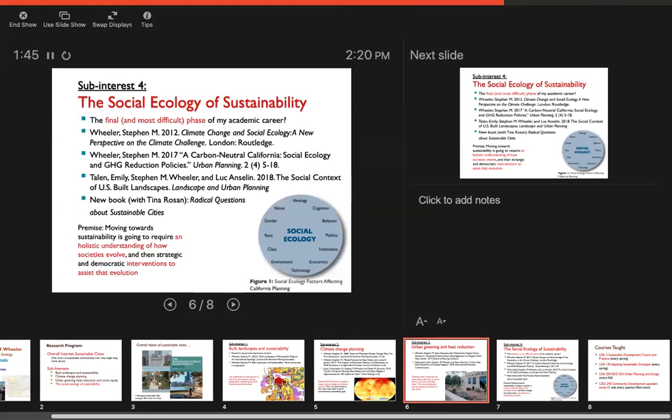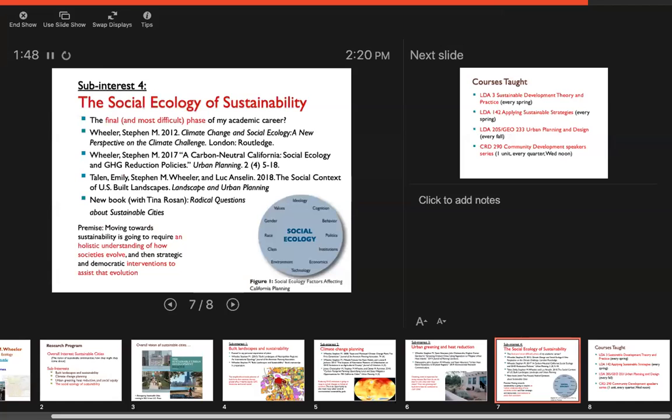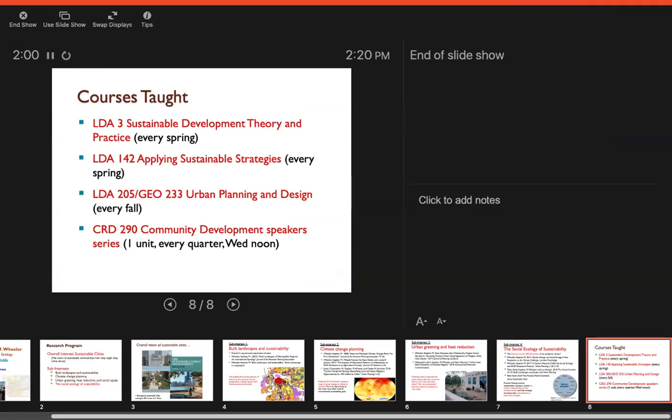And lastly, how do we actually get to a society that's capable of planning for sustainability? And probably I will focus on this most in the next few years. So those are areas that I look at. I teach LDA 3, Sustainable Development Theory and Practice, every spring.